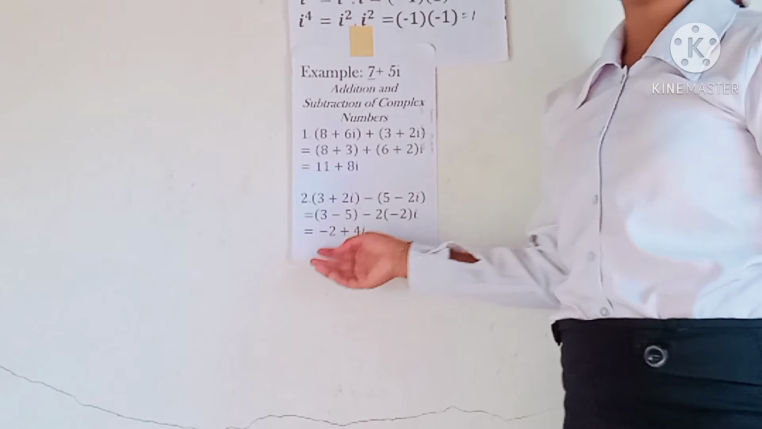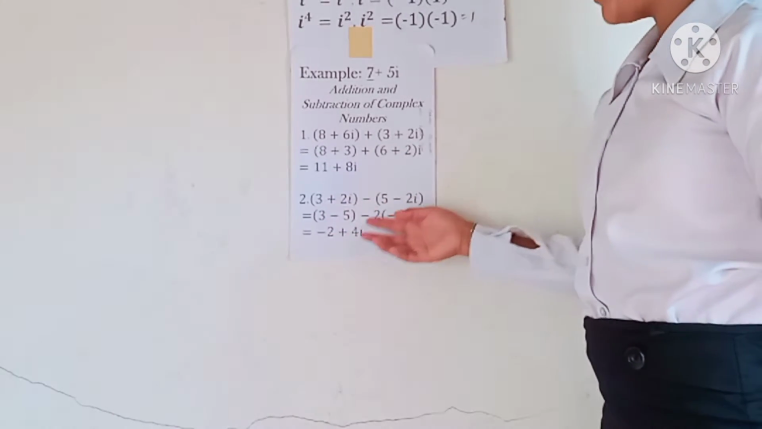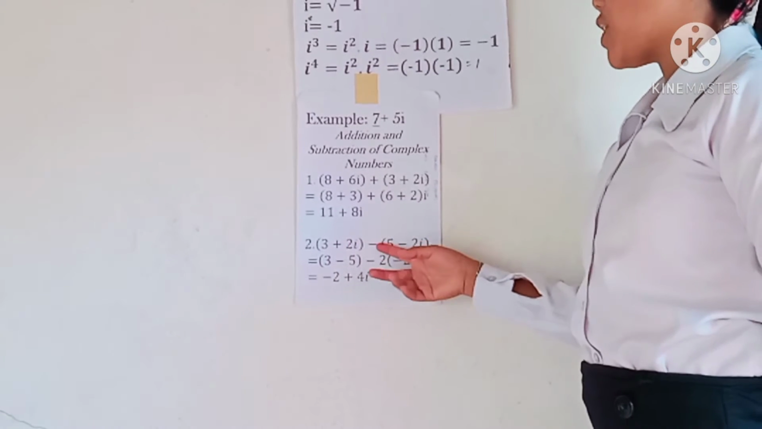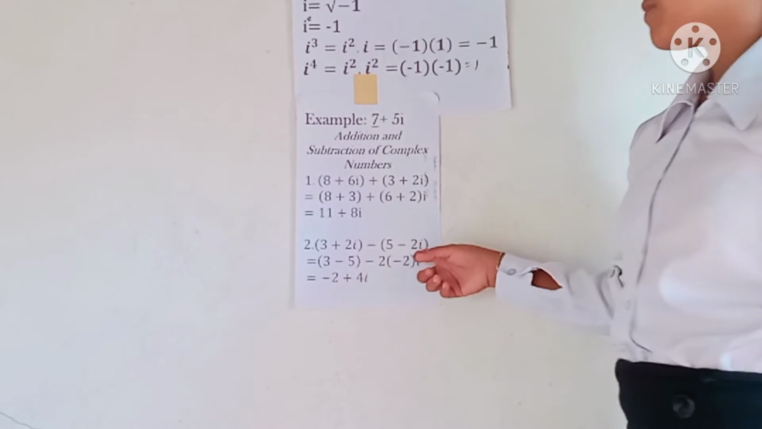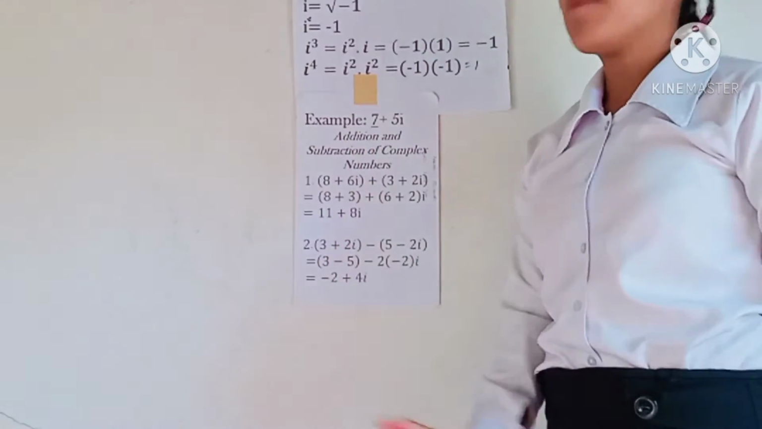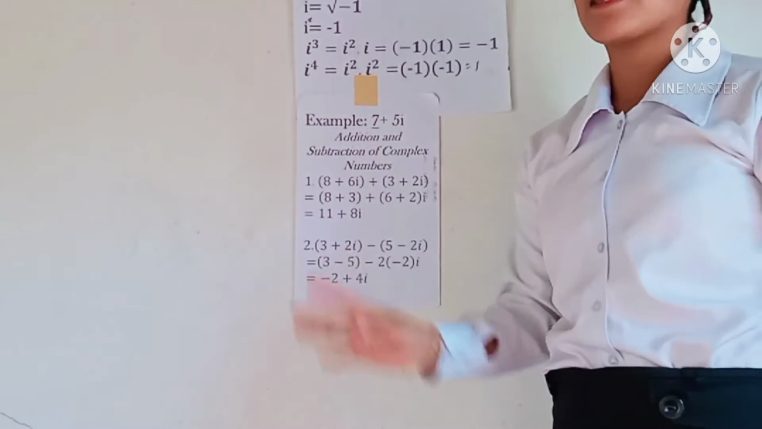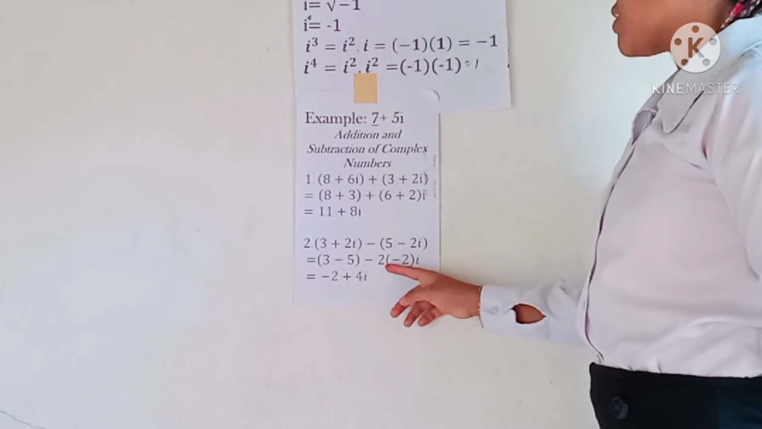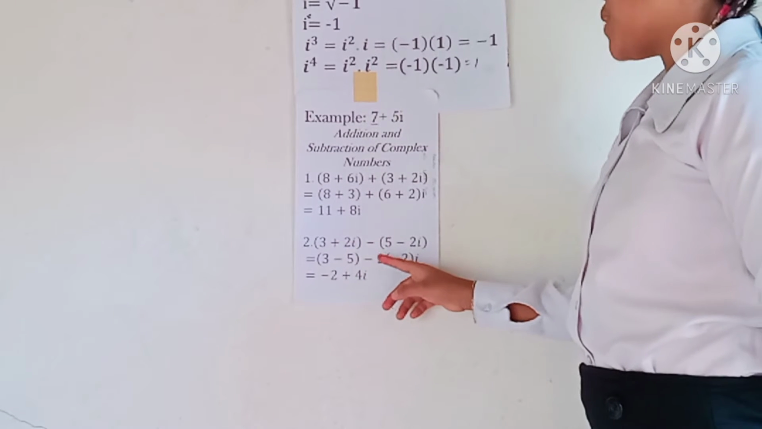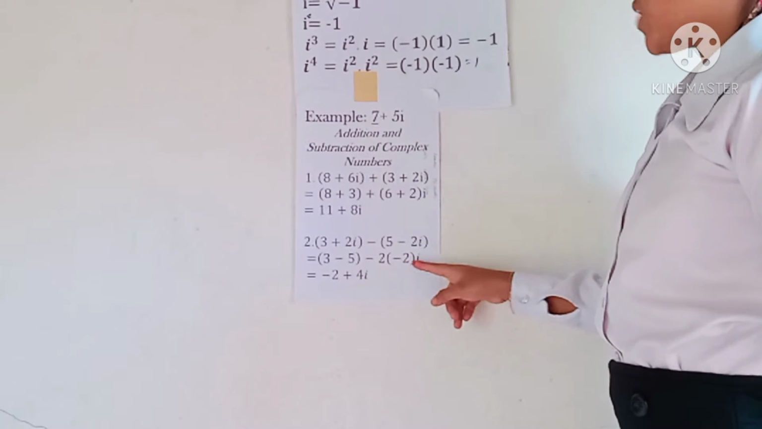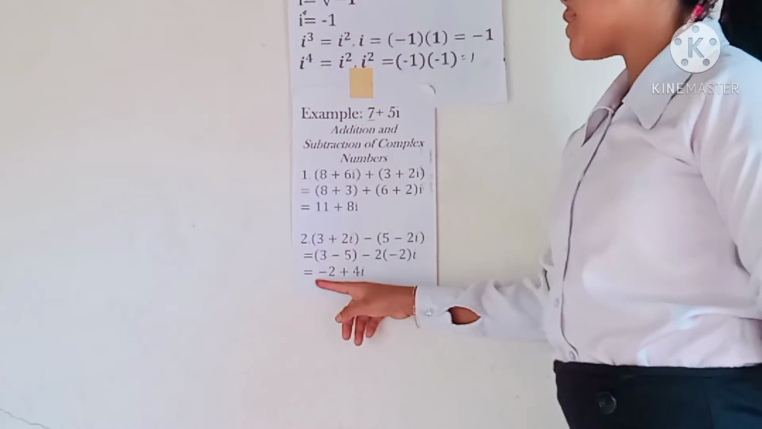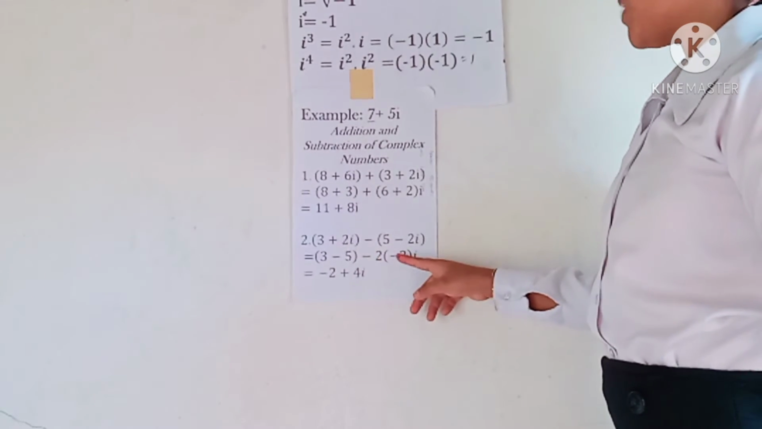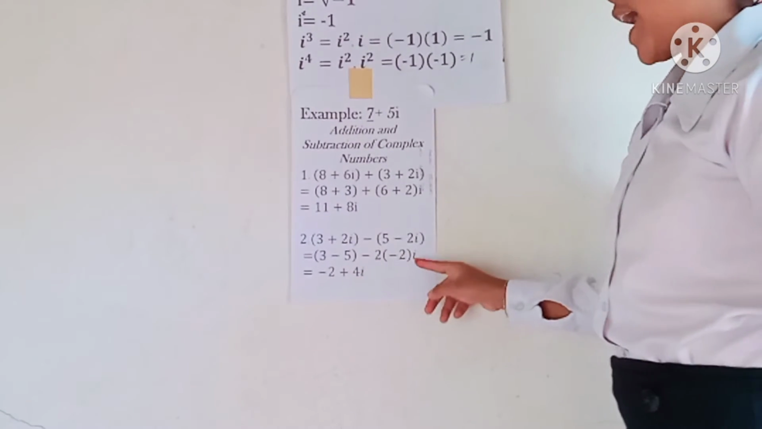The second example is the subtraction of complex numbers. The given is 3 plus 2i subtracted by 5 minus 2i. The same process: we will subtract the like terms, 3 minus 5, and -2i minus -2i... The result is equal to 3 minus 5, which is -2, plus 2i and 2i, which is equal to +4i.